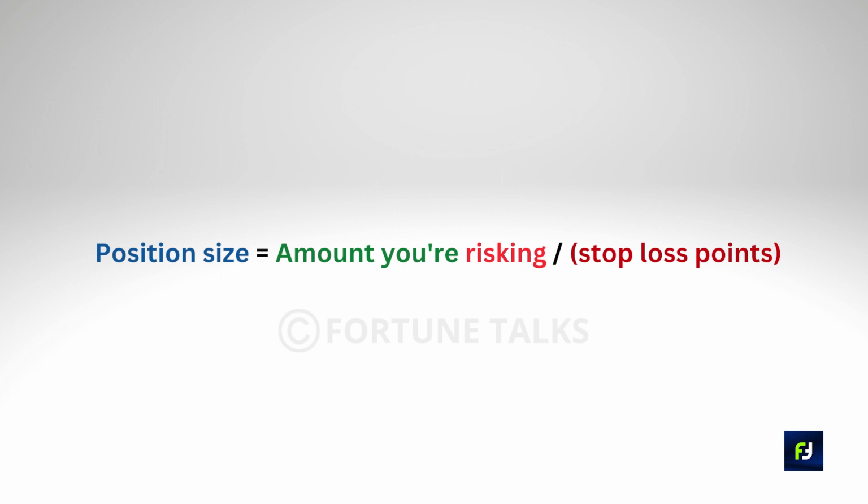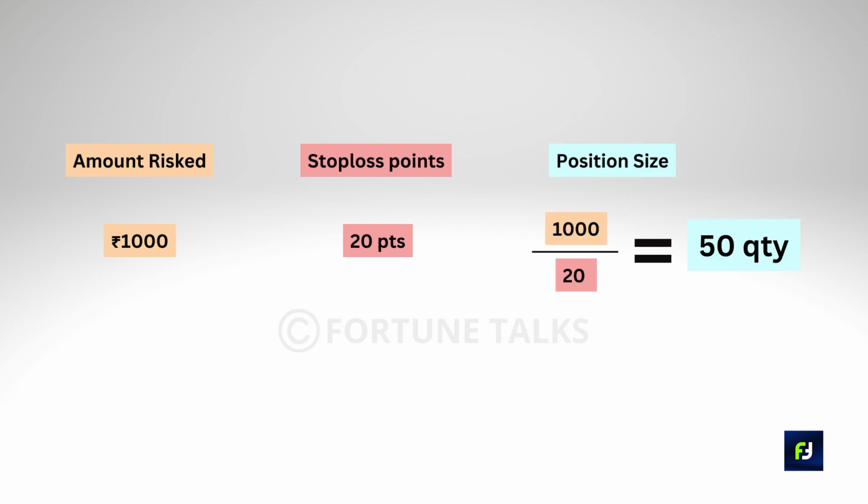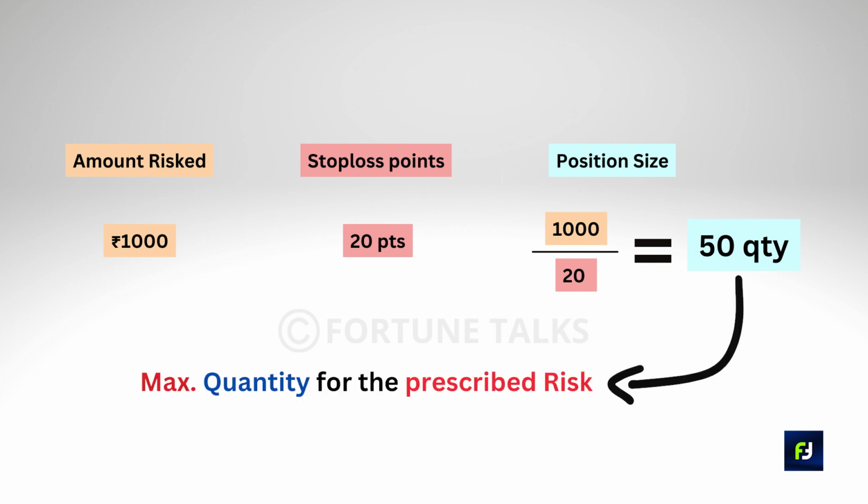So a more logical way to determine the position sizing is by using a simple formula, which is given by: position size is equal to amount you're risking divided by the stop loss points. Let us say you are ready to risk 1000 rupees per trade and your stop loss is, let us say, 20 points. Now when you plug the numbers into the formula, 1000 divided by 20 is equal to 50 quantity. Now this is the maximum quantity that you can trade for the prescribed risk.